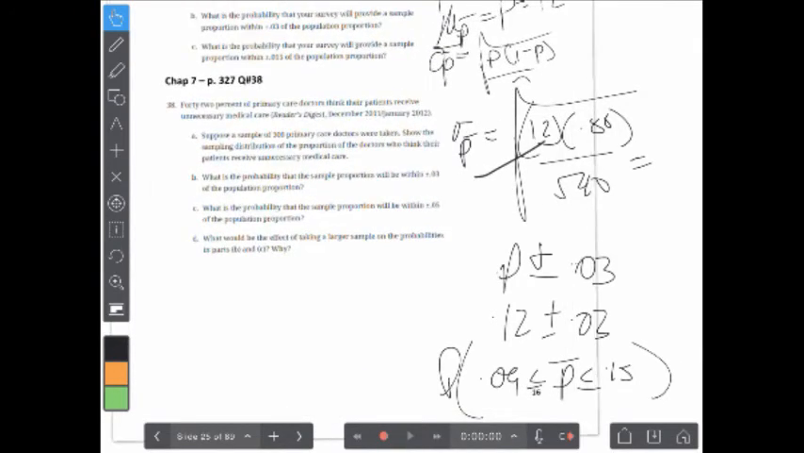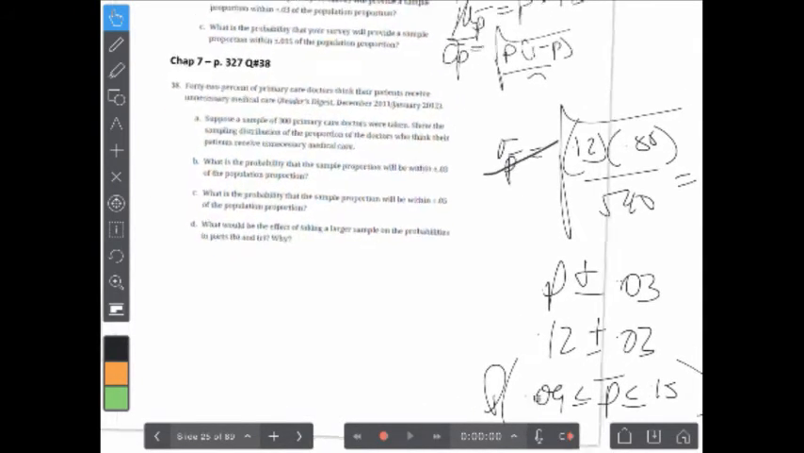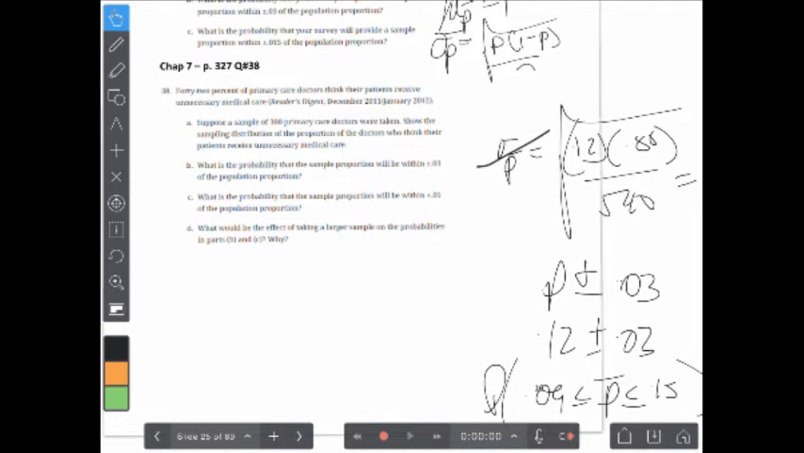What is the probability that it will be within 5%? That's the same thing. So 5% would mean 5 plus 12 is 17, and 5 from 12 is 7. So between 7 and 17%. If you could do B, you could certainly do C.